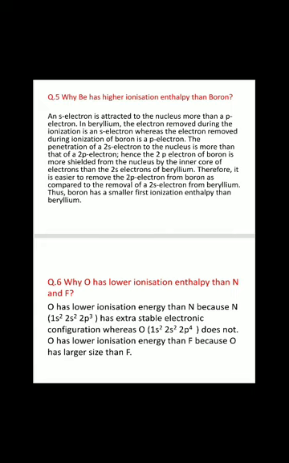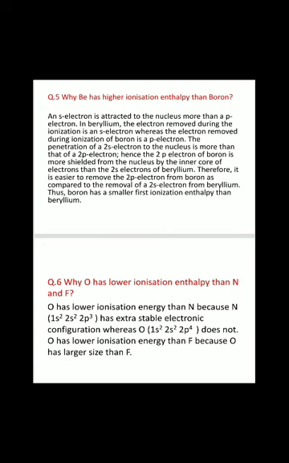Next question was, why does oxygen have lower ionization enthalpy than N and F? If we compare the electronic configurations, we will see that oxygen lies between nitrogen and fluorine in the period. Oxygen has the configuration 1s2, 2s2, 2p4, whereas nitrogen has 1s2, 2s2, 2p3. The electronic configuration of nitrogen is very stable as it has 3 electrons in its p subshell, which is the half-filled stable configuration, due to which it is not easy for nitrogen to remove its outermost electron.